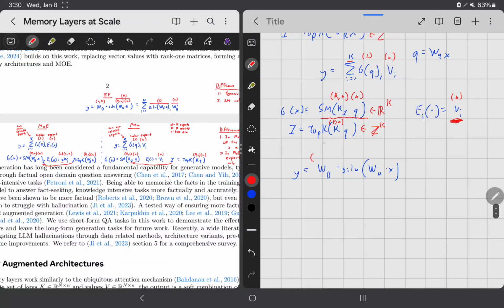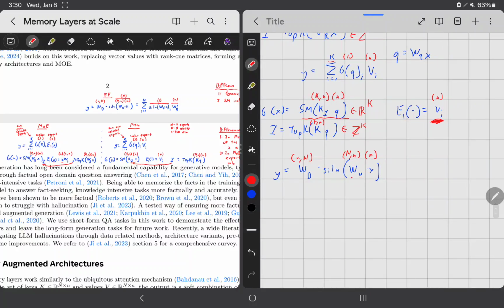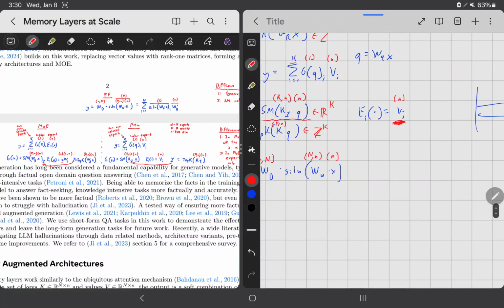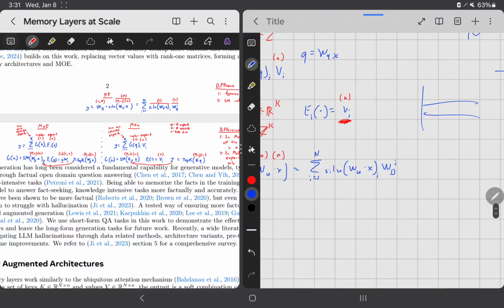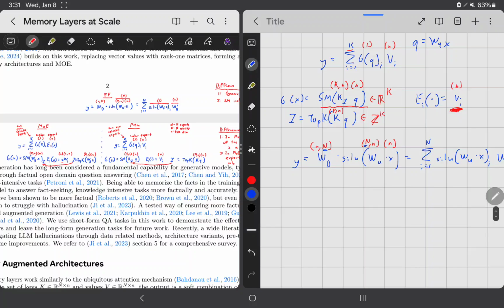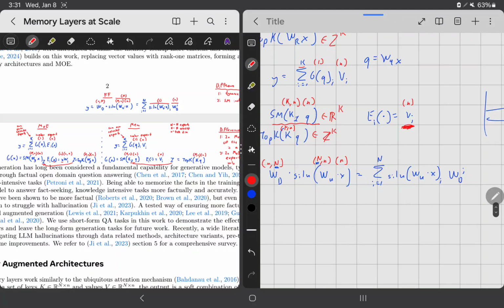So in a dense formulation with an MLP, this would be of shape little n by big N, and this would be of shape big N by little n, and this would be of shape little n, where x is our input, and this is going to be our up projection, this is going to be our down projection. So if I rewrite this out, the sum over i from 1 to N of SILU of WU times x, times WD indexed by i. So SILU indexed by i and WD also indexed by i along the big N dimension, so along the number of experts or the number of memory layers.